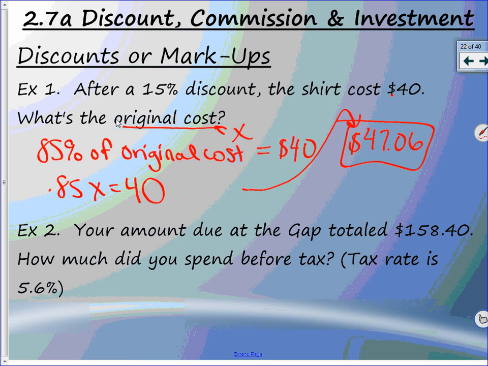All right, so 85% of the original cost was paid. That amount was $40. So then you have to solve for the original cost. Any questions on that one?